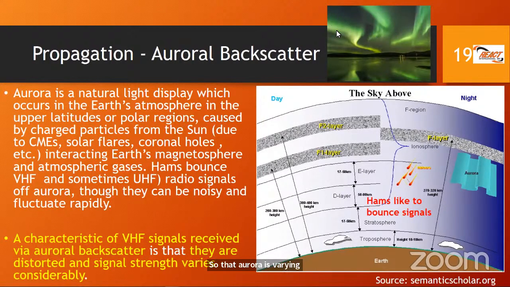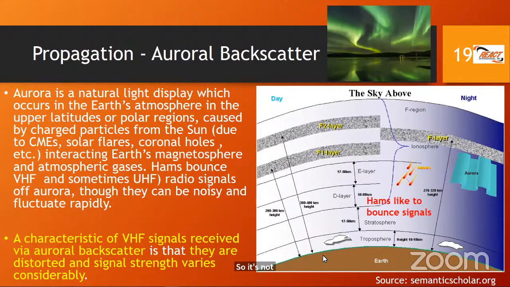So it's varying, it's moving, those particles are moving, the light is moving. So when we send our signal up into the sky, it bounces off the aurora and comes back down to Earth to the receiver. That signal may not be steady at all. So it could be noisy, it might fluctuate, it might flutter, and all sorts of things. So it's not ideal, but it is better than no communication at all.